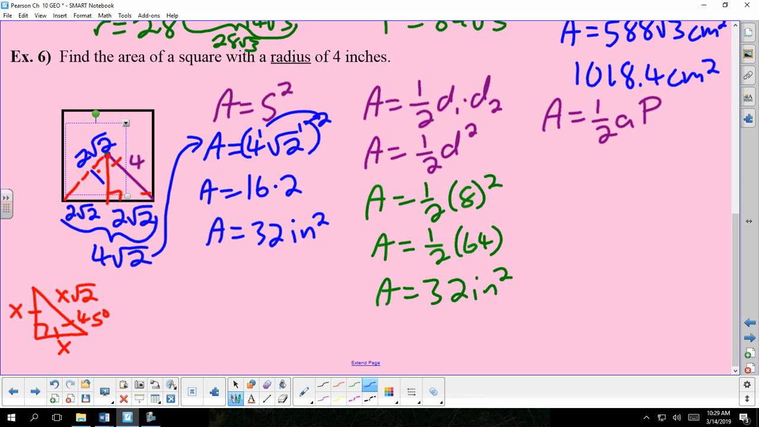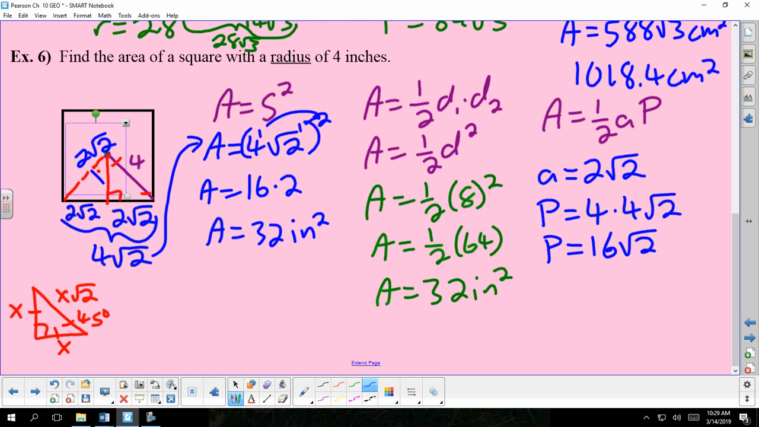And then the last one, I want to use 1/2 apothem times perimeter. So the apothem, same as that half side, is 2 root 2. And now our perimeter. We have a side length of 4 root 2, and there's 4 sides. So 4 times 4 root 2 will give me the perimeter. So I end up with a perimeter of 16 root 2. And then I'm going to simply plug that in for my perimeter. And hopefully I get 32 inches squared again.